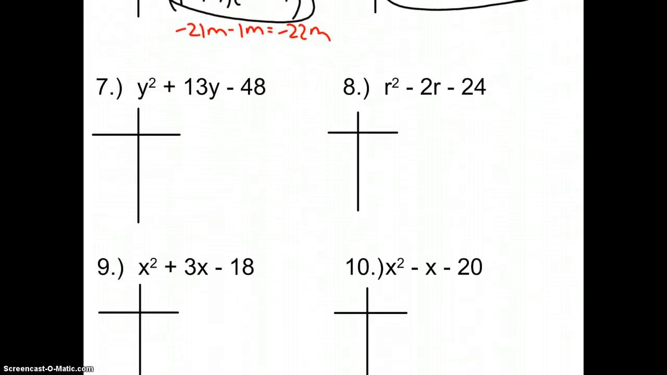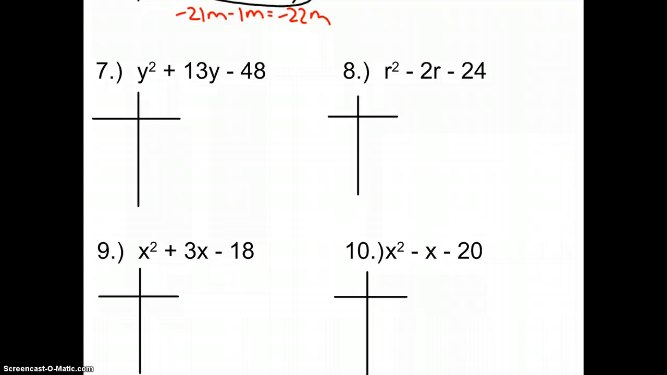Number 7, again, is a little different because this time we have a negative last term and a positive middle term. So in this case, we have a negative and a positive factor, but we want the larger factor to be the positive, so it gives us a positive middle term.